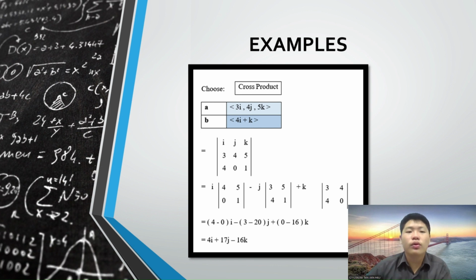i equal to 4 minus 0 equal to 4. j is 3 minus 20 equal to negative 17. k equal to 0 minus 16 equal to negative 16. So the answer is 4i plus 27j minus 16k.